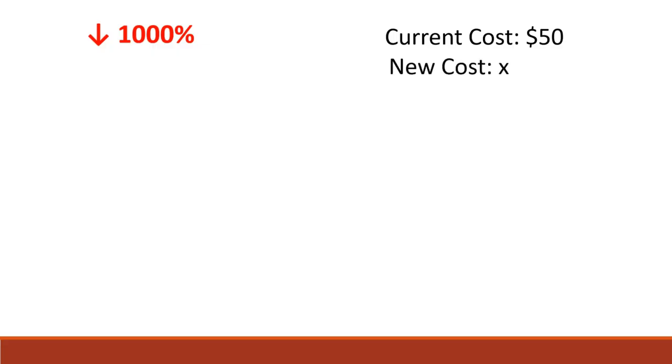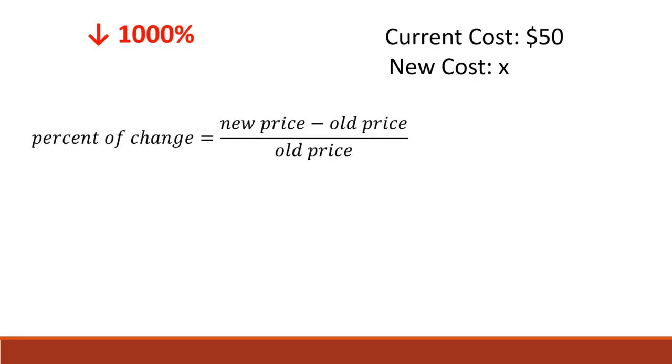Let's focus on the 1,000% decrease in prices. And let's suppose that we have a prescription that cost us $50. How much will it be after the 1,000% decrease? Well, let's use a little algebra to figure that out. We'll call the new cost X, and then we'll use our percent of change formula, which is the percent of change is the new price minus the old price divided by the old price. We know the percent of change is a 1,000% decrease, so that's negative 1,000%. The new price is X, and the old price is 50.